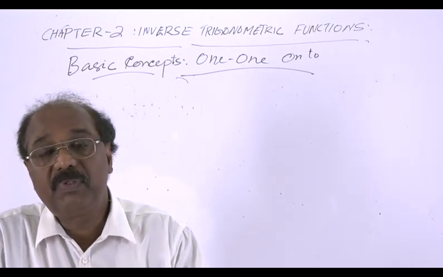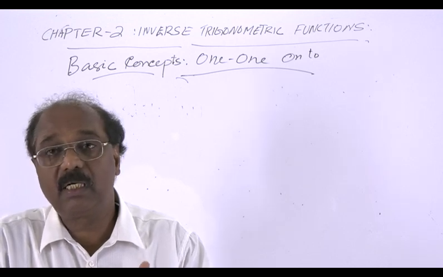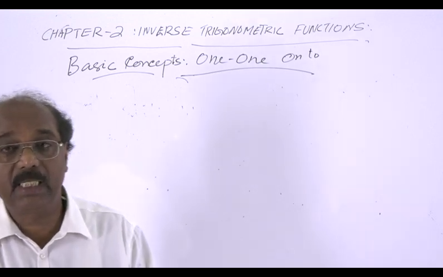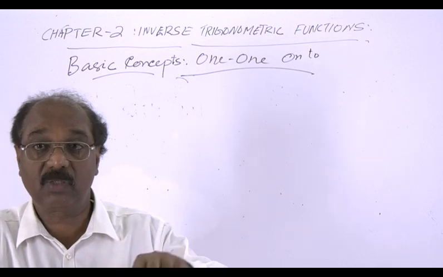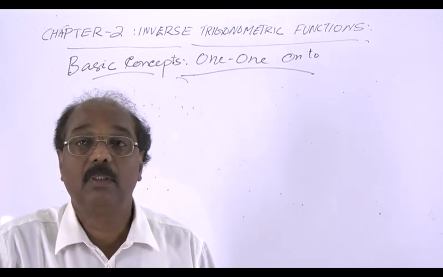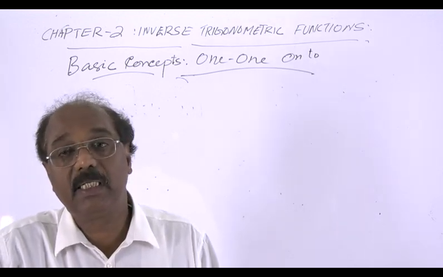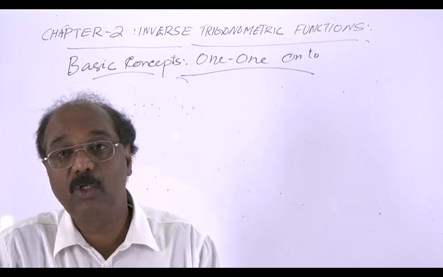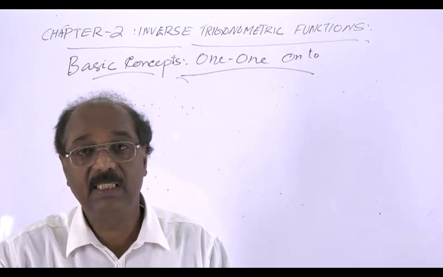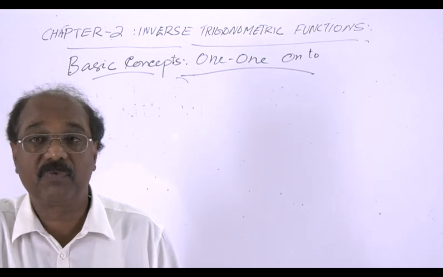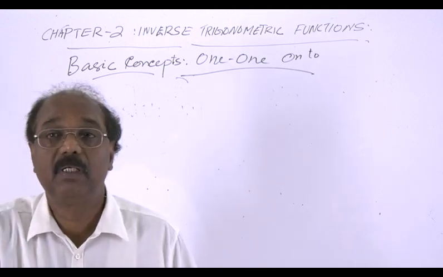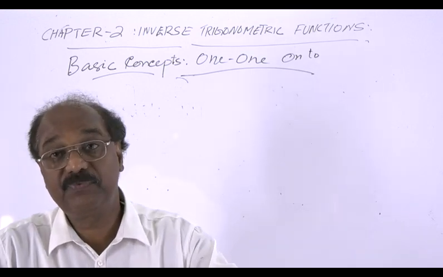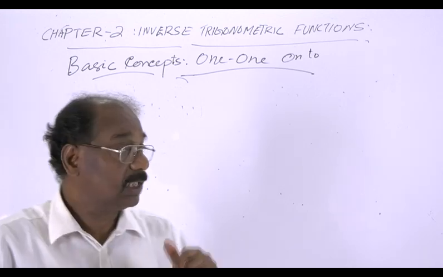So, if the function is one-one onto, then only we can have the inverse. So, we want to make these trigonometry functions one-one also, and this can be done by suitably restricting the domains. So, we can see how we can perform this restriction. First, we consider the sine function. So, consider the sine function.